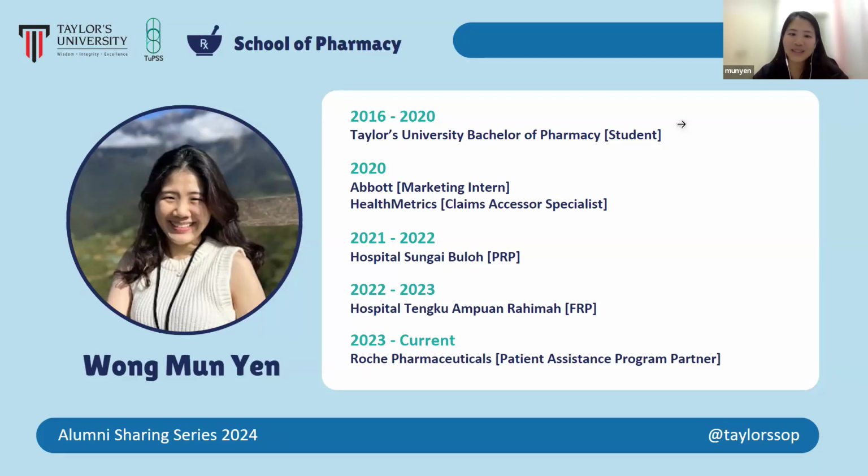Also because of COVID, the PRP posting for government hospitals got postponed, so I did a part-time job at Health Metrics as a claims assessor specialist. Then in April 2021, I got my PRP at Hospital Sungai Buloh. As you all know, Hospital Sungai Buloh specializes in infectious disease and was the main center for COVID-19, so I gained a lot of experience being one of the frontliners during the pandemic. After one year of PRP training, I got my FRP posting at HTAR Klang.